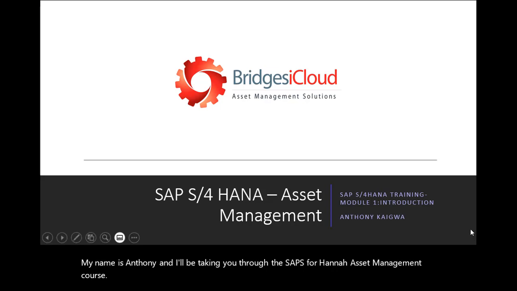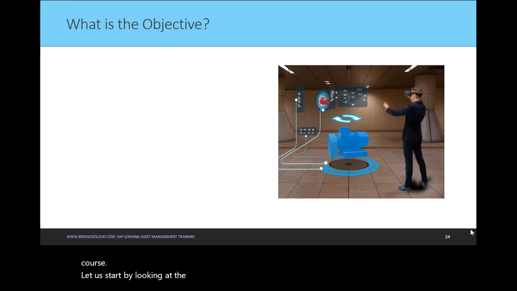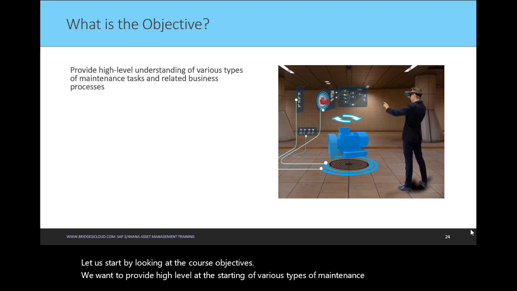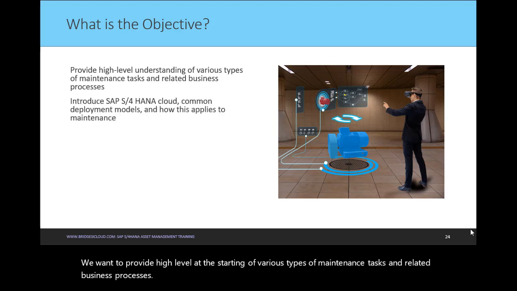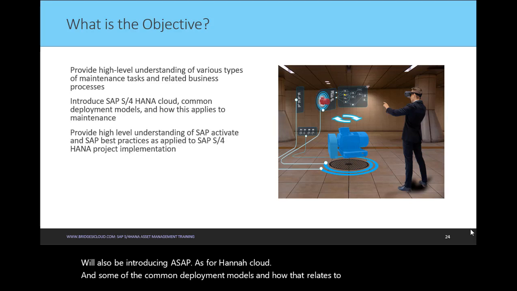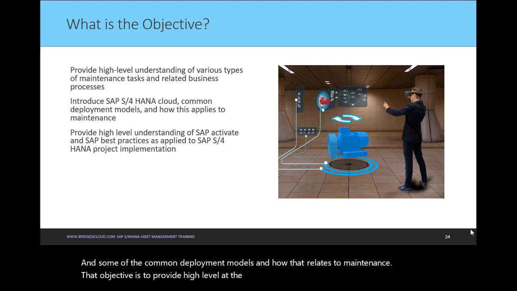Let us start by looking at the course objectives. We want to provide high-level understanding of various types of maintenance tasks and related business processes. We'll also be introducing SAP S/4HANA Cloud and some of the common deployment models and how that relates to maintenance. The third objective is to provide high-level understanding of SAP Activate and also look at SAP best practices as applied to S/4HANA project implementation.